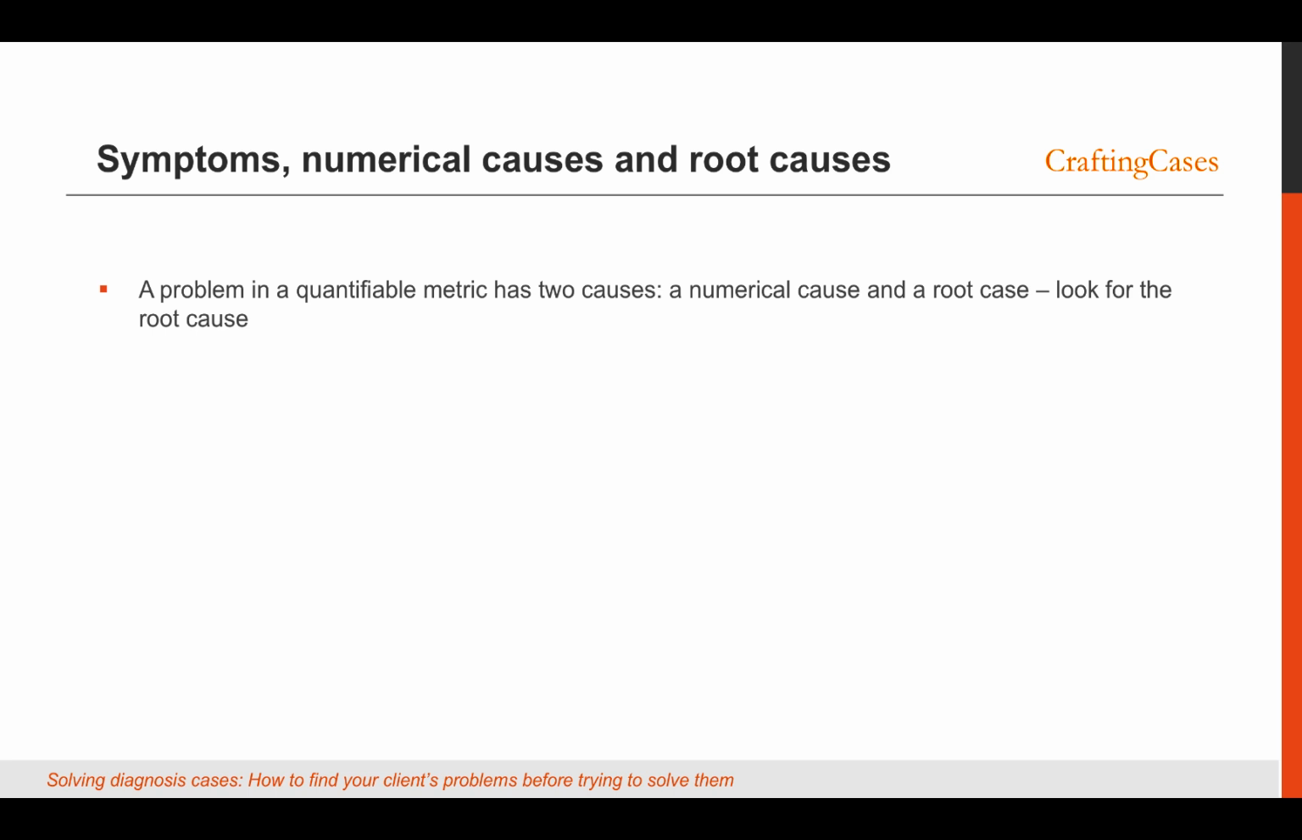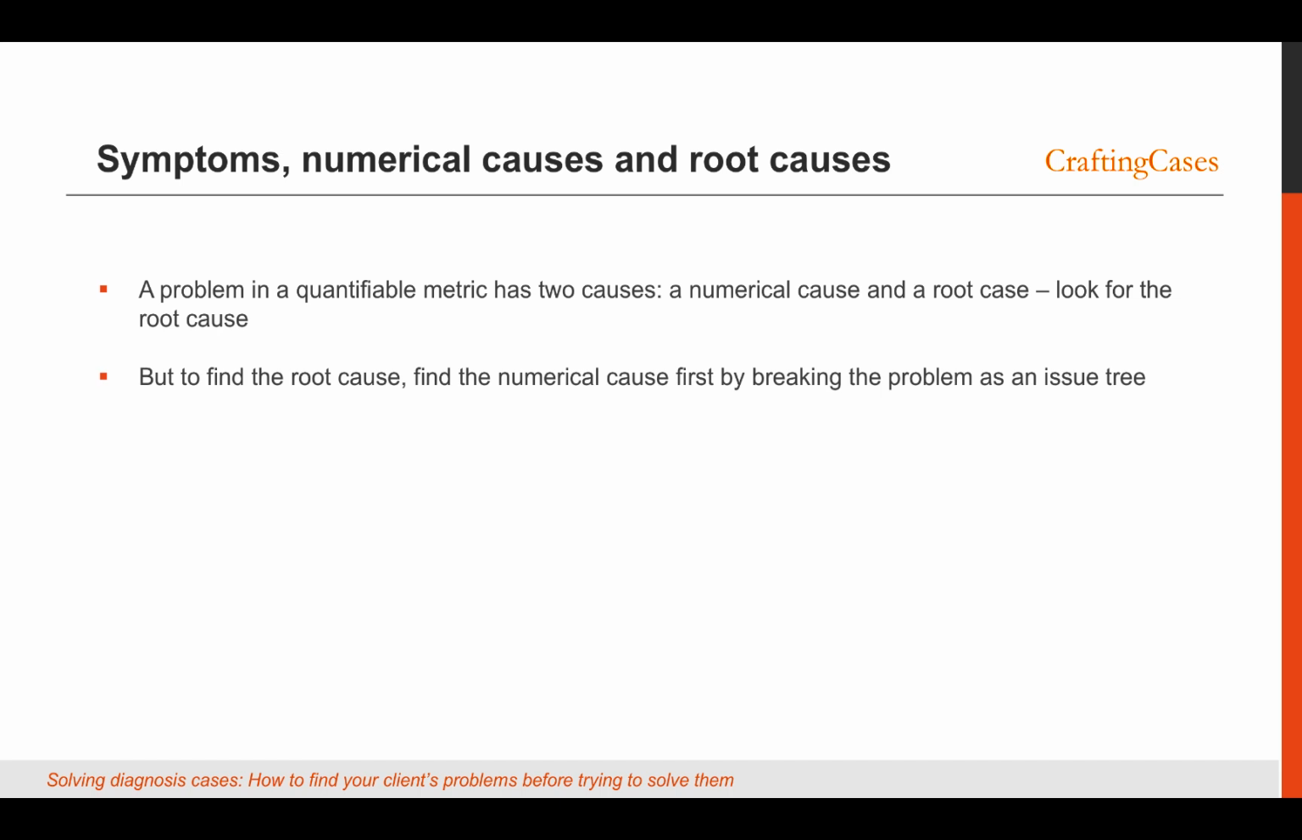So same for companies. Maybe a company that produces lighters is losing profits because their volume is shrinking. That's the numerical reason. But the real reason they're losing lighters, for example, is that people are not smoking anymore in their country. So always look for the root cause.